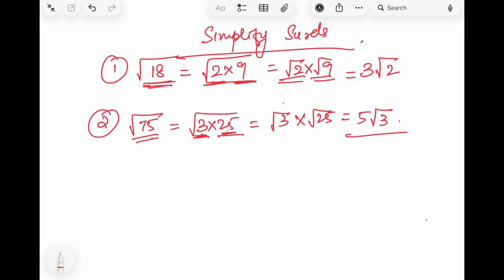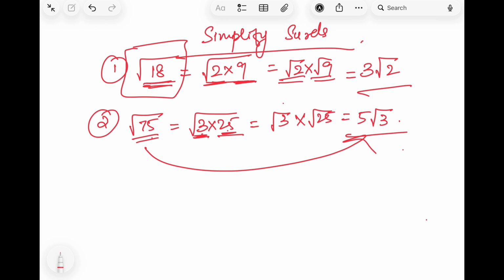So this is simplification of surds. Surds are given like this, and we can simplify them to the form till which it is possible. Like how we used to have numbers in fractions, they used to tell us to simplify to the lowest term.